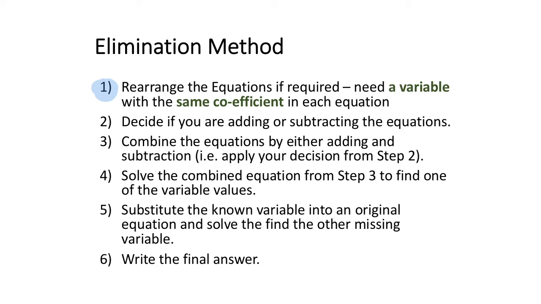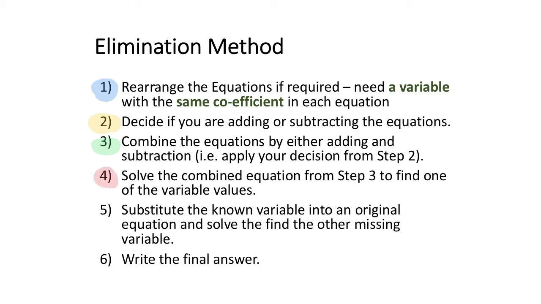If we don't have a variable with the same coefficient, we then need to rearrange or change the equation to ensure that we've got that coefficient. So we might need to multiply each of those terms in the equations on both sides by the same number to change the coefficient in front of one of the variables. So the next step will be to decide if we're going to add or subtract the equations together to be able to combine them. The third step is then to combine the equations together by either adding or subtracting, depending on what we decide in step 2.